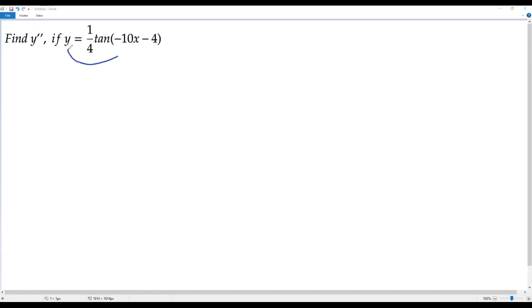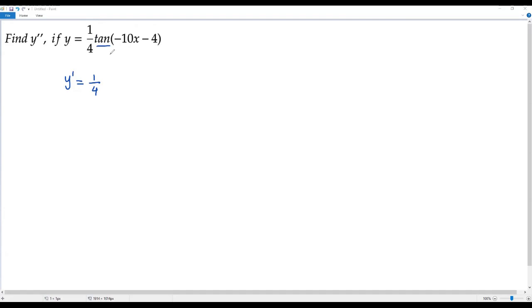Because y is a function of x, we have to find the derivative of y with respect to x. Now let me find the first derivative of y, which will become y prime. Here 1/4 is a constant multiplied by this variable part, because it contains the variable x. When I find the derivative, I have to keep the constant as it is and find the derivative of the variable part alone.